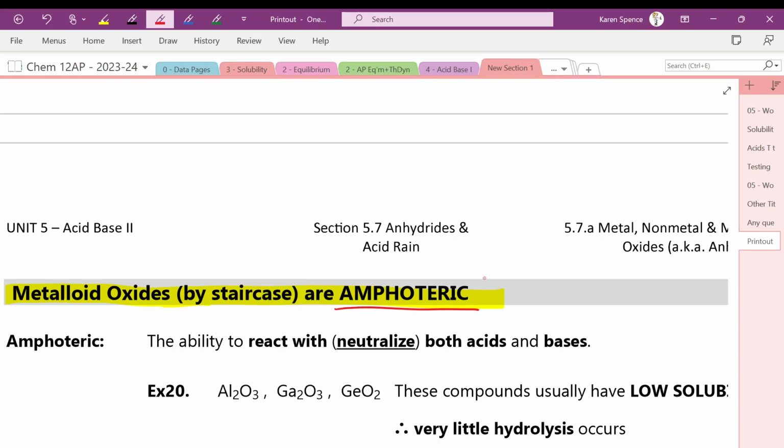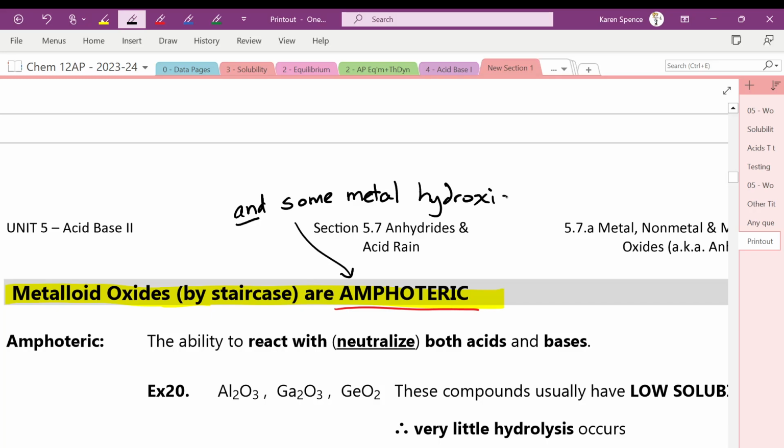And we'll talk a little bit more. There are also some metal hydroxides, and these ones are going to be not group 1 or group 2. Group 1 and group 2 are basic. Those are the ones we already talked about: Na2O, CaO, BaO, Li2O. Those ones are basic.